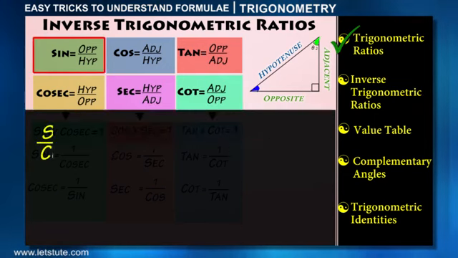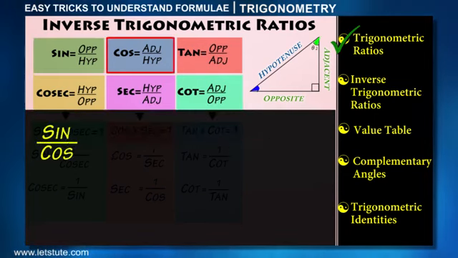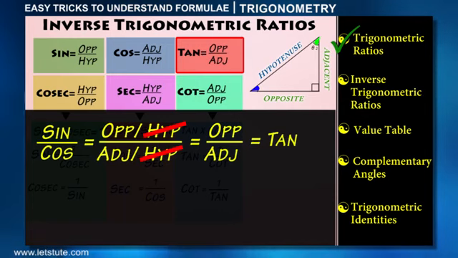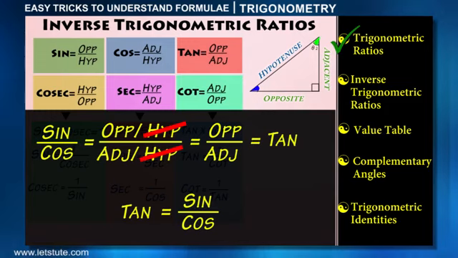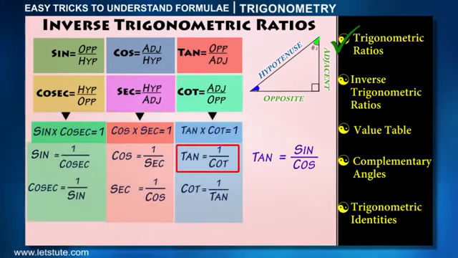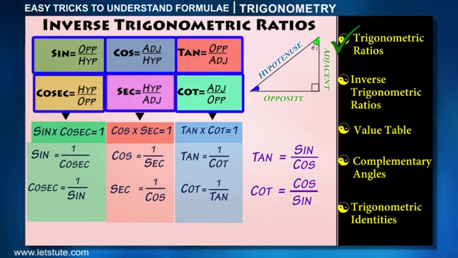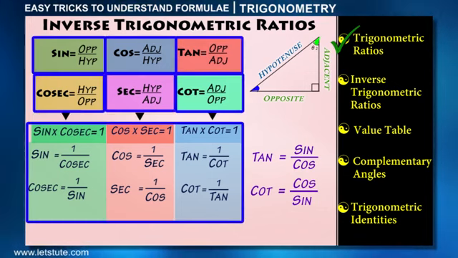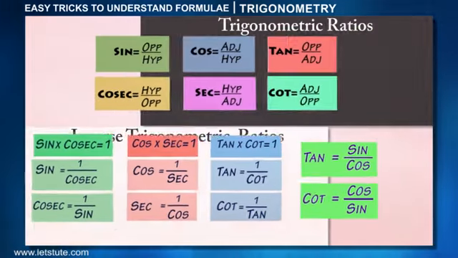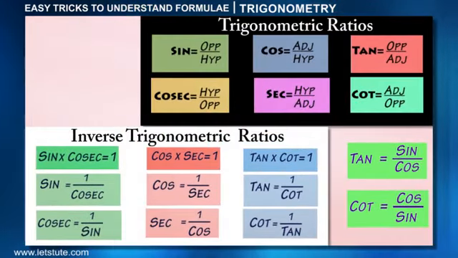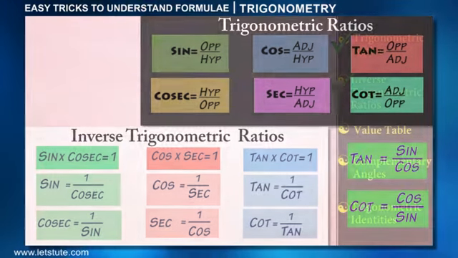Now, if we take the ratio of sine and cos, we get the same ratio as tan. Thus we have got one more formula, that is tan is equal to sine upon cos, and since tan and cot are inverse, cot is equal to cos upon sine. So you see, by just simply playing with these 6 trigonometric ratios, we can derive different formulae. Let's summarize the formulae we learnt till now. Now we proceed to the next.